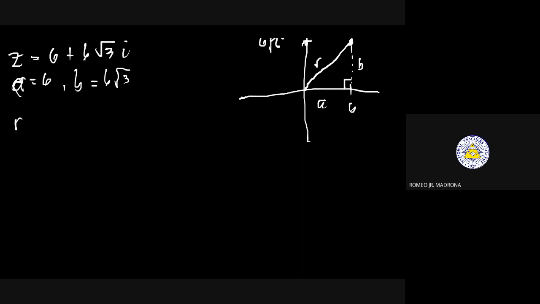Okay, so, this is our A, and this is our B. Ang A natin dito ay 6. Ang B natin ay 6 square root of 3. Okay, so our modulus, or R, is equal to the absolute value of Z. So we have the square root of A square plus B square.